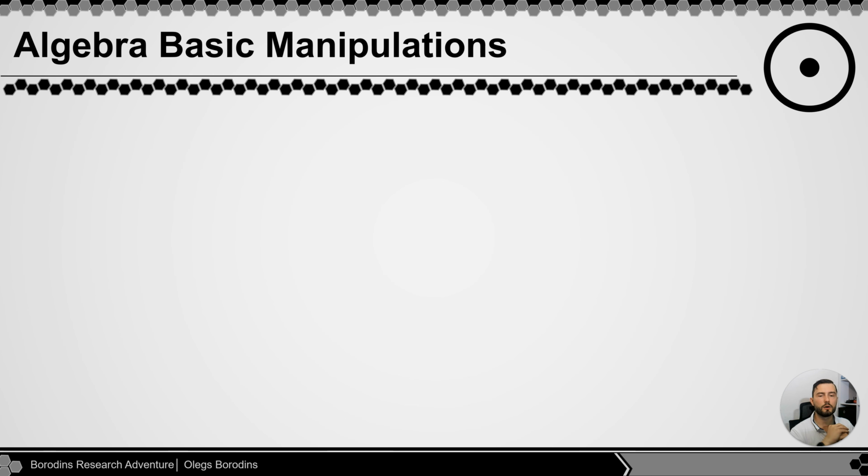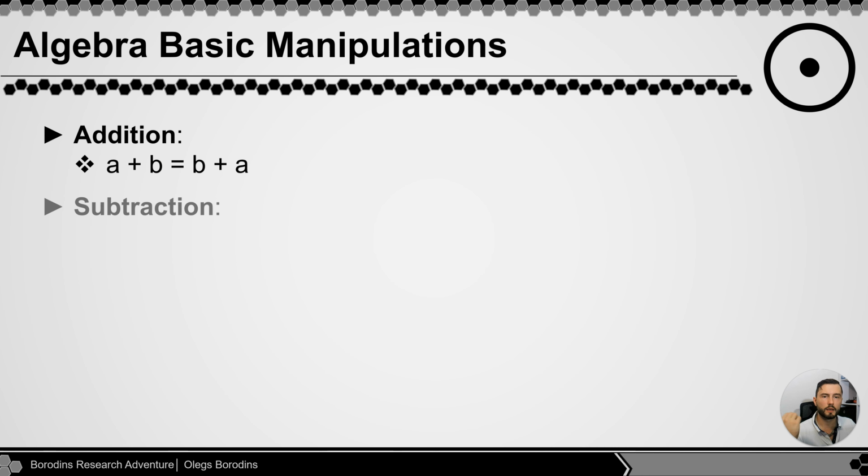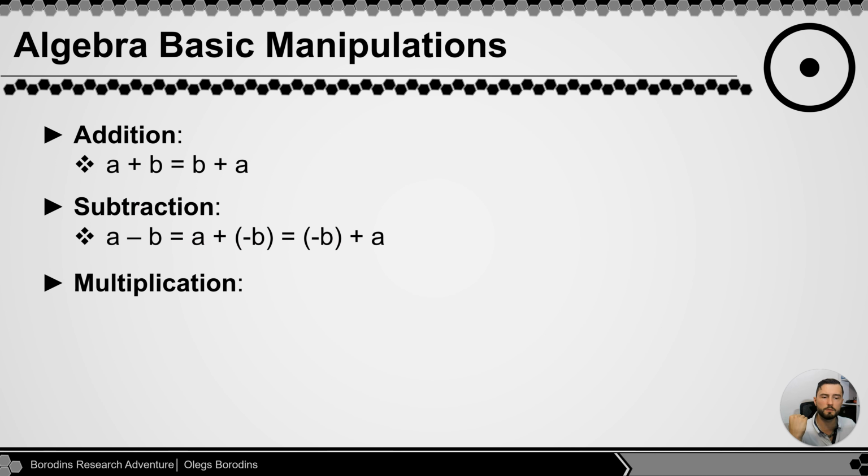Let's talk a little bit about simple algebra manipulations that we can do and all of us know. Addition. A plus b will be the same as b plus a. Subtraction. A minus b will be the same as a plus negative b and the same as negative b plus a. Multiplication. When we have a times b, it's the same as b times a, and it can be represented without any sign like ab, and depending on what country we're learning math in, it can be represented with a dot instead of x.